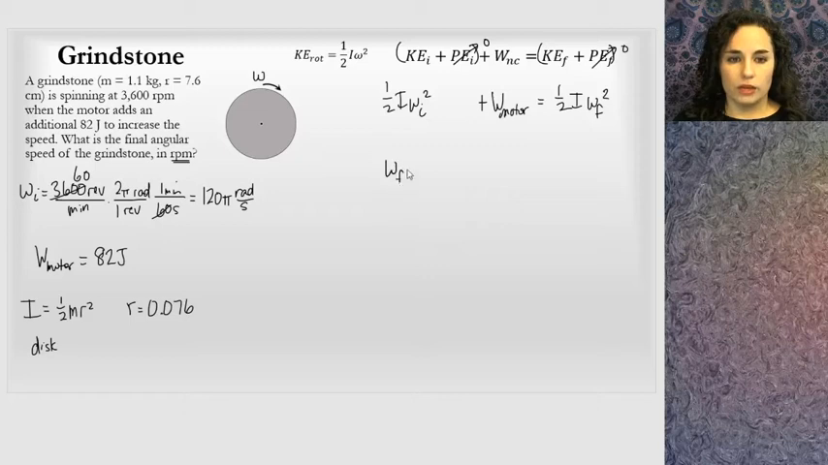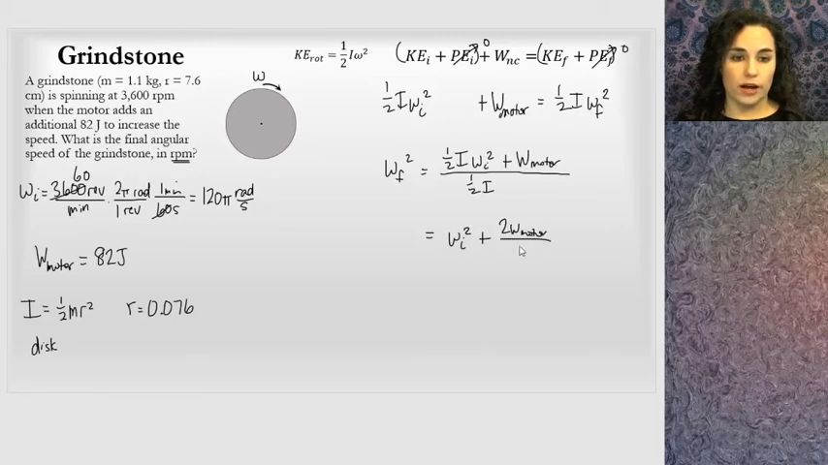I can write out omega final squared equal 1/2 I omega initial squared plus this work done by the motor divided by 1/2 I. If I distribute this into these two terms, this will simplify to omega initial squared plus work of the motor over I, which is 1/2 mr squared. So I can write this equation down and plug in numbers.